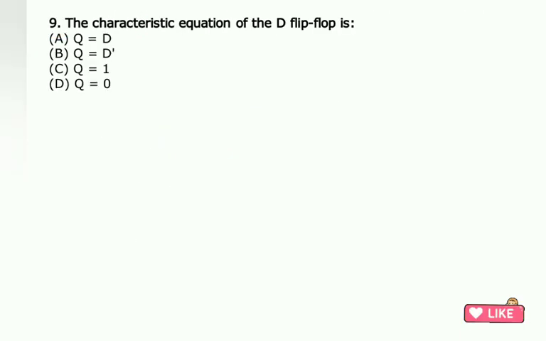Next, the characteristic equation of the D flip-flop is. We know that the characteristic equation of the delay flip-flop is Q equals D. We are delaying it, right? So it will be Qn+1 equals D only. In the case of a toggle flip-flop, it will change to the complement form, but in the delay flip-flop it will be as it is. The input and output are the same.